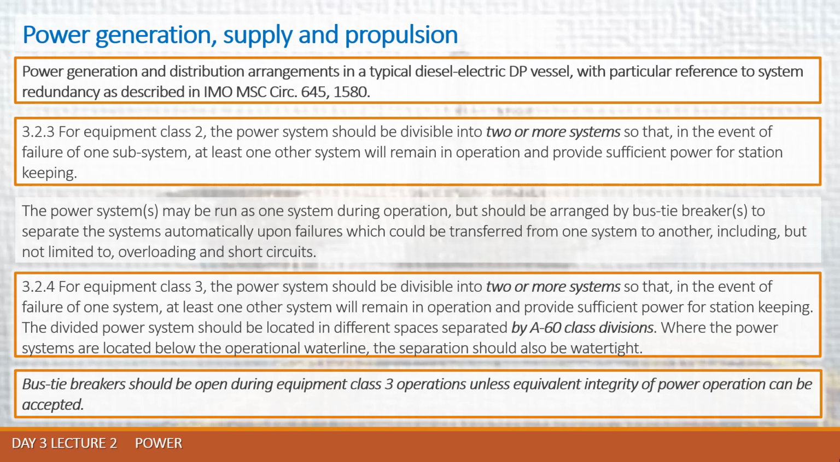Remember please, generally the main bus tie breaker should be opened, but if the specific design allows working with a closed breaker, then you may operate with a closed breaker. So you have to check your actual FMEA to find out the situation with the use of the main bus tie breaker on board your vessel.